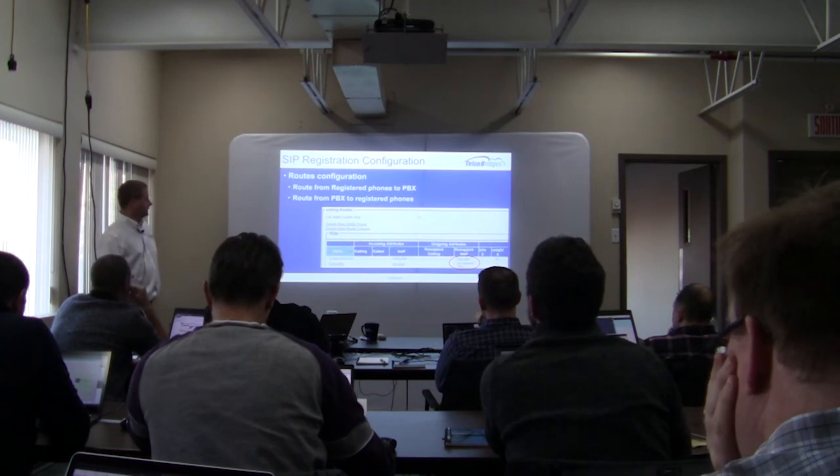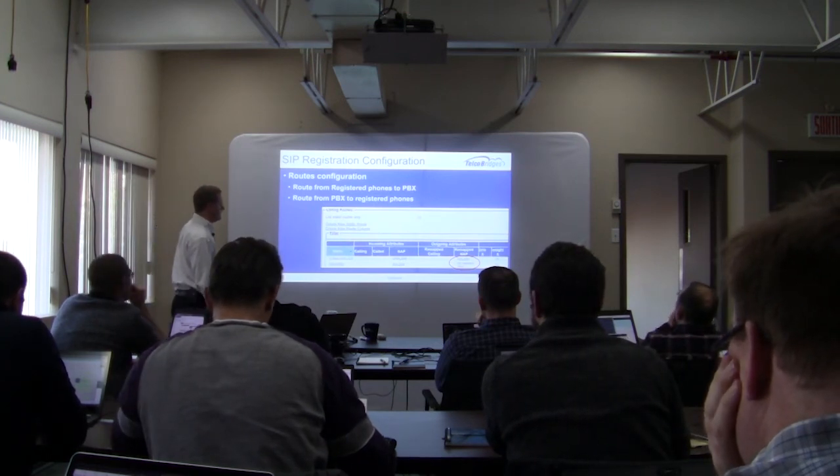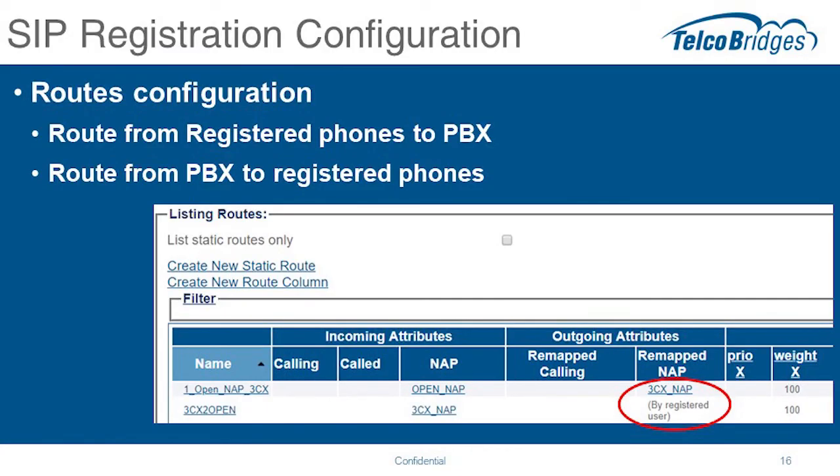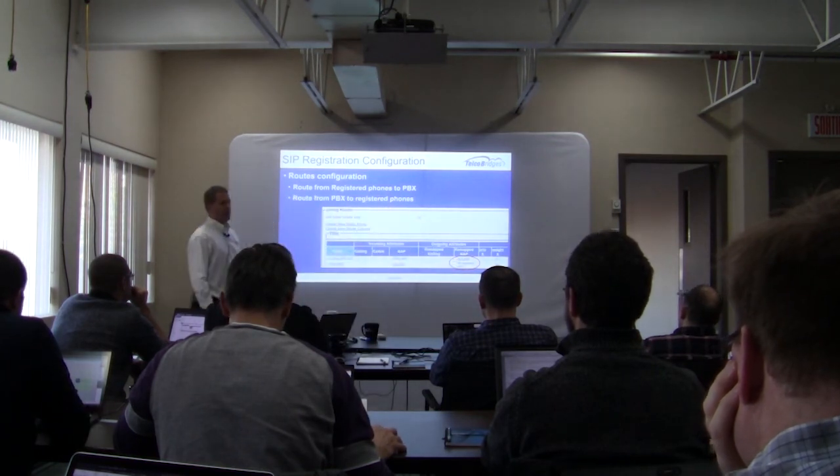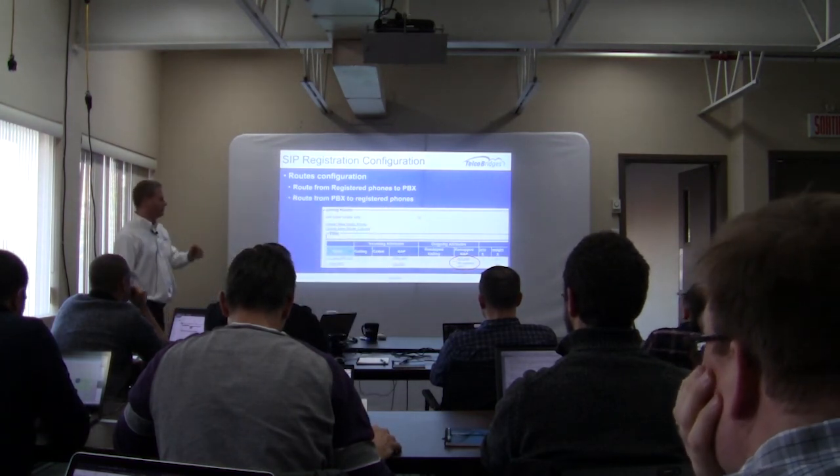Okay, so normally for registered systems like this, you will have that open NAP that you have configured to receive registration requests and be registered. And this open NAP will go to the PBX. Right? Normally that's the route you will get. Everything that comes in will go to the PBX.